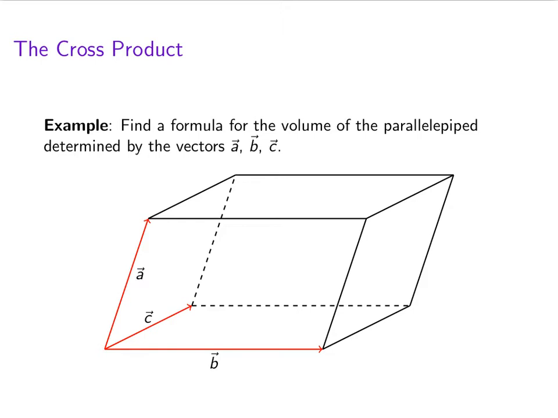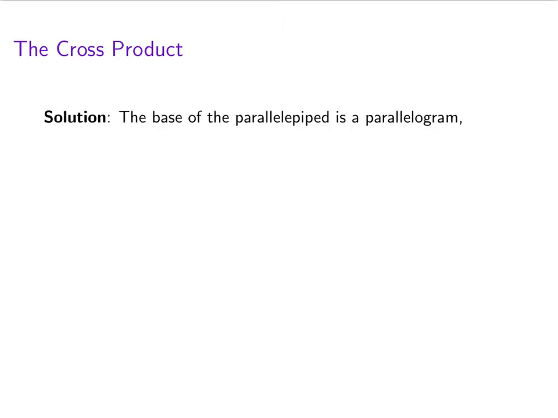We want the volume of this object. Now, the base of the parallelepiped is a parallelogram. So a parallelogram is a two-dimensional figure. A parallelepiped is a three-dimensional figure. And the base parallelogram has area equal to the length of b cross c.